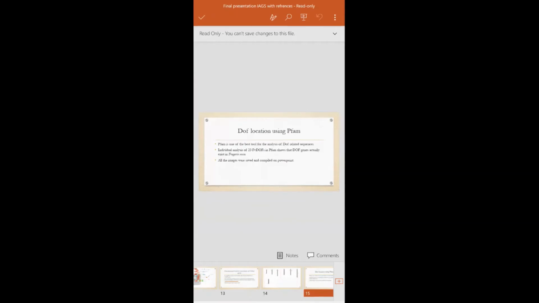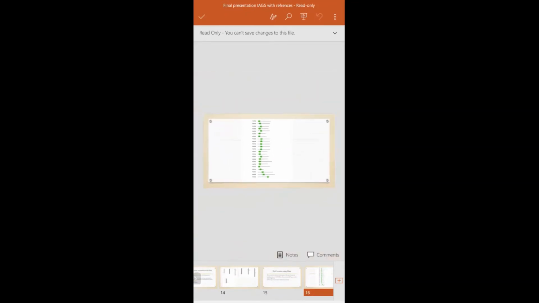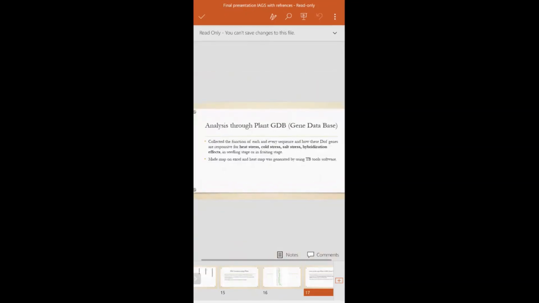Next, DOF location using PFAM. We actually wanted to know whether DOF really exists in all my 23 sequences or not. So I started my analysis on PFAM, generated those pictures, saved each and every picture on my laptop, and then made this table on my PowerPoint. I arranged all my DOFs.